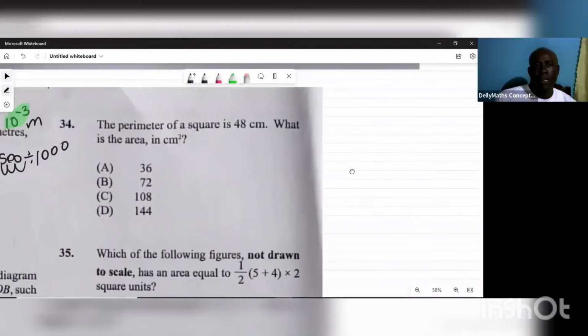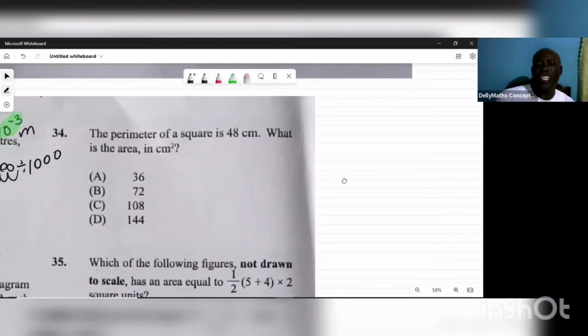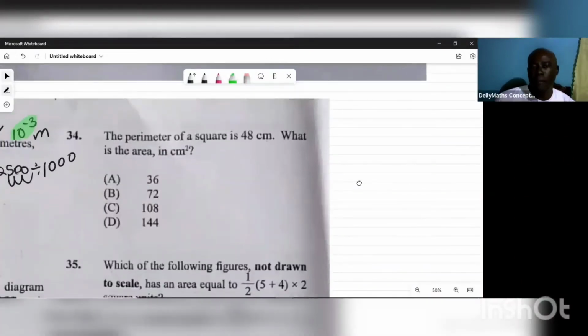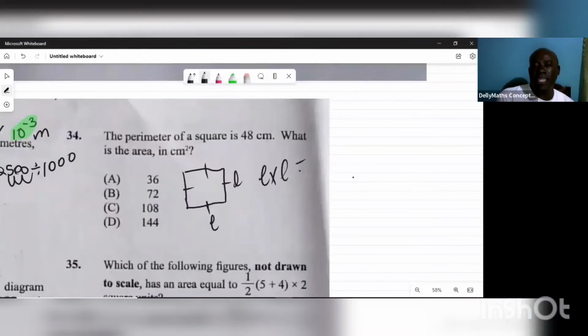All right, let's go. The perimeter of a square is 48 centimeters. What is the area? Let's drop the square. The concept of the square is that the lengths are the same. If this length is called L, then L times L is equal to 48. No, my bad. It's not L times L, because they're talking about perimeter.